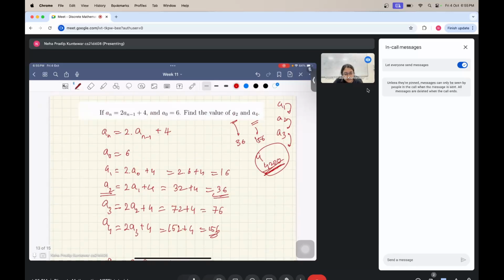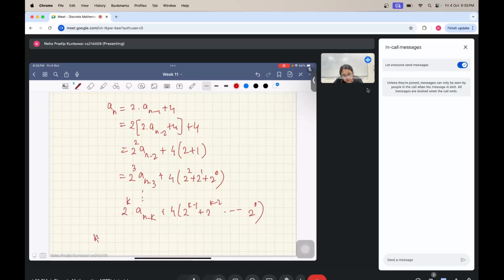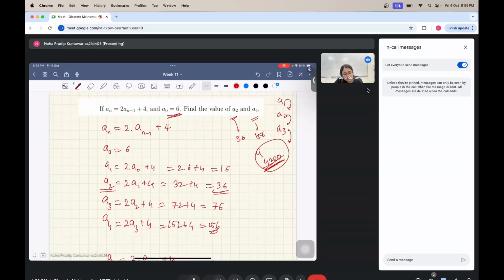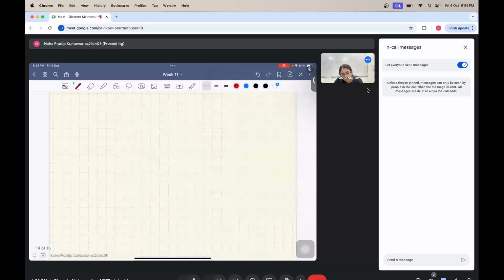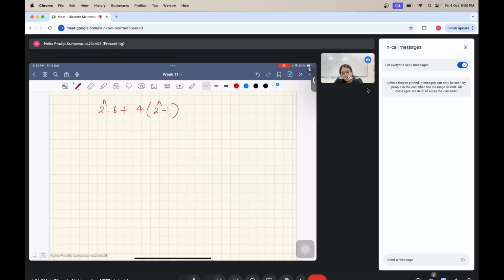And again, like earlier, you're going to choose k to be n. So this becomes 2 to the n times a_0 plus 4 times (2 to the n minus 1, 2 to the n minus 2, and so on up to 2 to the 0), since k is n for us. You use the fact that a_0 is 6, and that gives you 2 to the n times 6 plus 4 times (2 to the n minus 1). So this becomes 2 to the n times 10 minus 4, and that's the solution: 10 times 2 to the n minus 4.